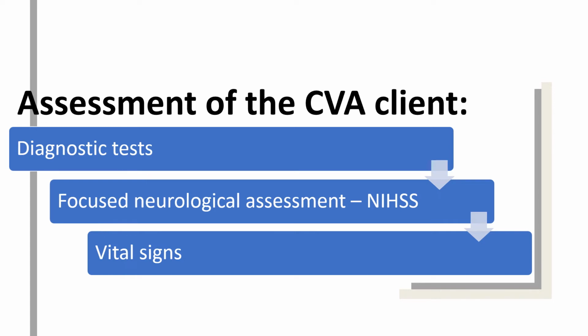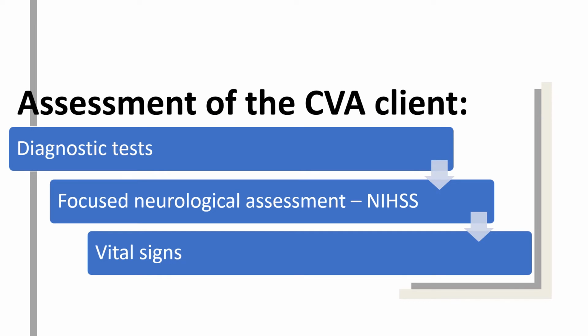We need to do focused neurological assessments. That includes level of consciousness, facial symmetry, PERRLA, speech, vision, motor strength, and sensation of all 4 extremities. We have to assess for aphasia, and that's the inability to speak or comprehend language. Hemiplegia, which is a paralysis on one side of the body. Hemiparesis, which is a weakness on one side of the body. Ataxia, which is an impaired balance.